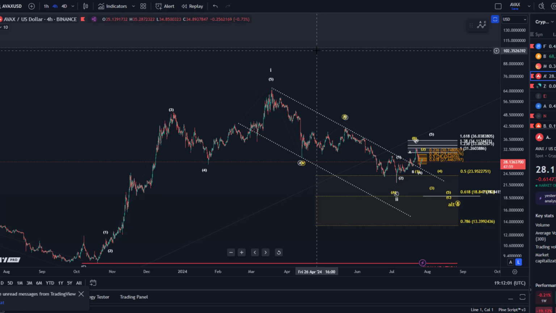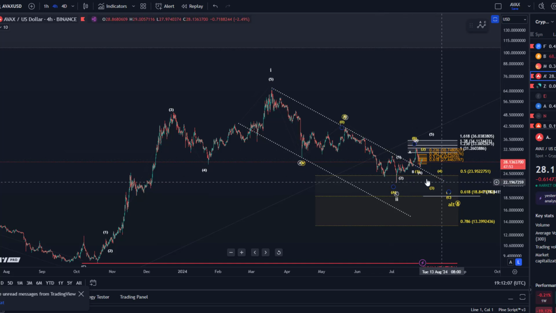AVAX has moved basically just sideways in the last few days. We had a nice rally after breaking out of the corrective price channel to the upside and then a dip without really any significant movements. So we're going to take a look at the price action now on the smaller time frame.